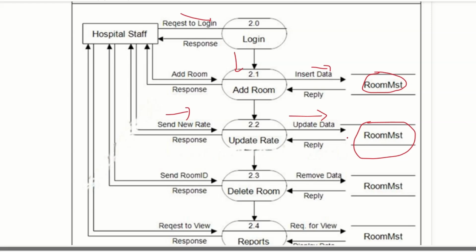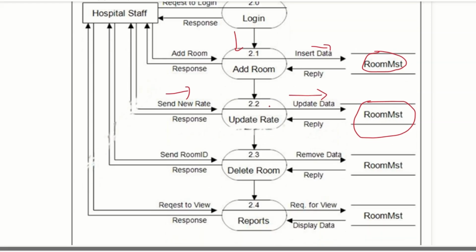So here it is shown in a bit more detail, but it is simpler than that one. See, here they can update the data into the room MST, and then they can send the room ID and delete the room. They can remove the room data. The data of the patient who was in that room will be deleted, and then they will allocate that room to the next patient. So here it is showing like this.